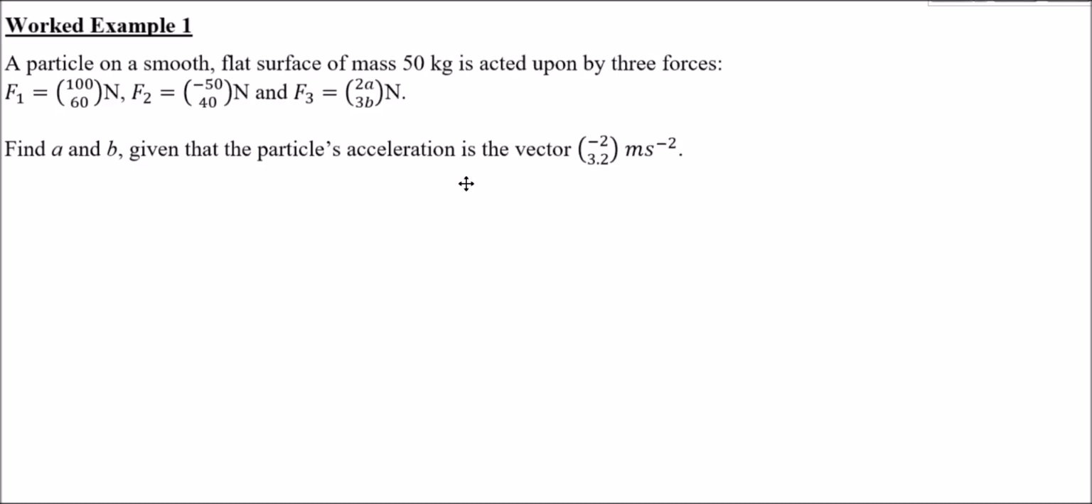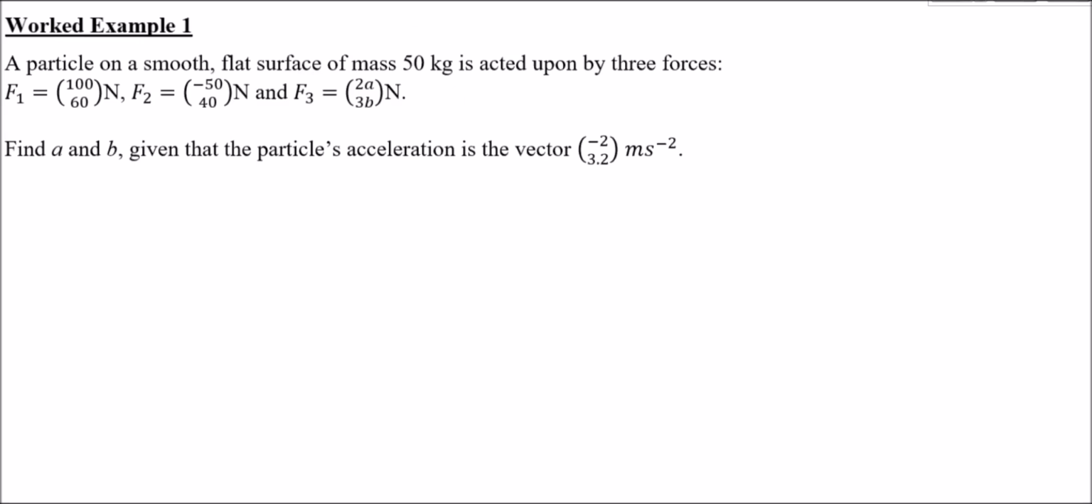Let's look at this worked example. We have a particle on a smooth, flat surface. Smooth, so there's going to be no friction at all, nothing else to consider, apart from these forces below. It has a mass of 50 kilograms, and it's got different forces acting upon it. Find a and b, given that the particle's acceleration is the vector (-2, 3.2) meters per second squared.